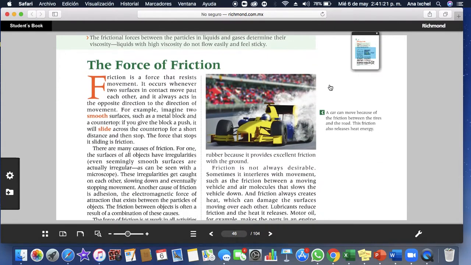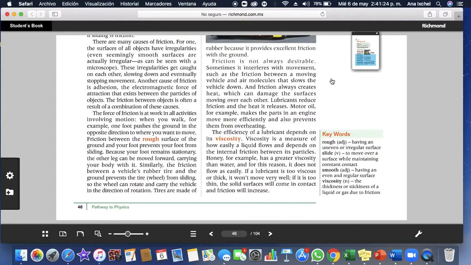Let's check the vocabulary words that we have here. Rough is having an uneven or irregular surface. Slide is to move over a surface while maintaining constant contact. Smooth is having an even and regular surface. And viscosity is the thickness of a liquid or gas due to friction.